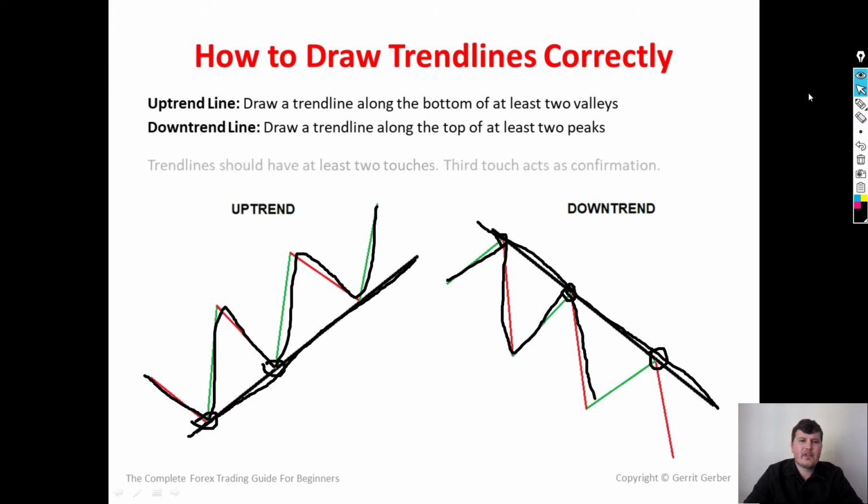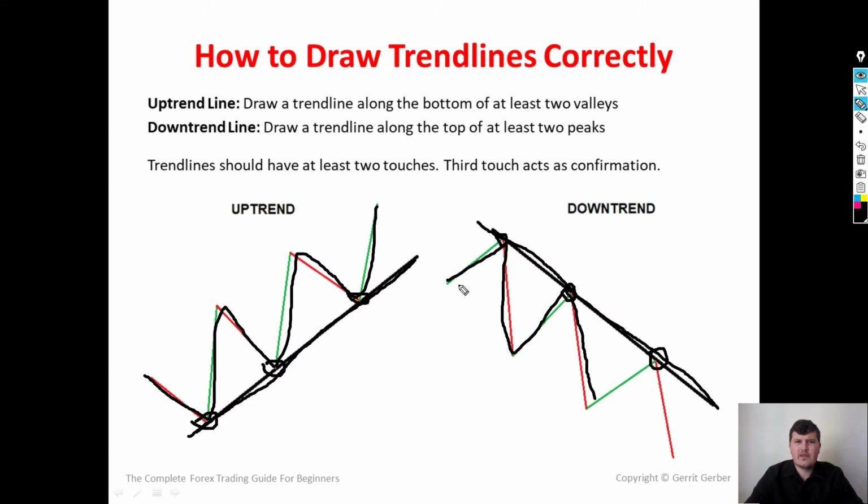Now, trend lines should have at least two touches, with a third touch that acts as a confirmation. And the more touches that a trend line has, the stronger and the more reliable the trend line becomes in the market. Now I'm going to jump into some live examples of how to draw an uptrend and a downtrend in the market.